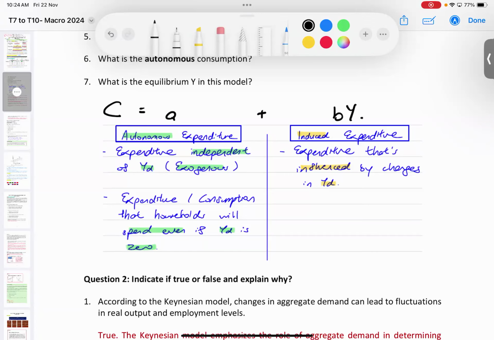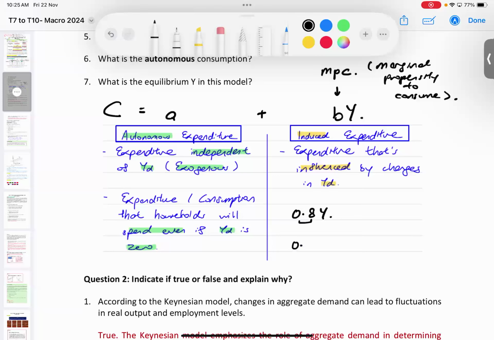So induced expenditure, for example, let's say I say 0.8Y. Meaning to say that for every $1 that you earn, you spend 80 cents of it. For every $1,000 that you earn, you spend 800 of it. So this b over here is your marginal propensity to consume. So for every $1 you earn, you spend 80 cents of it.